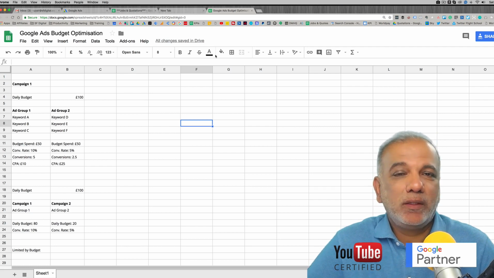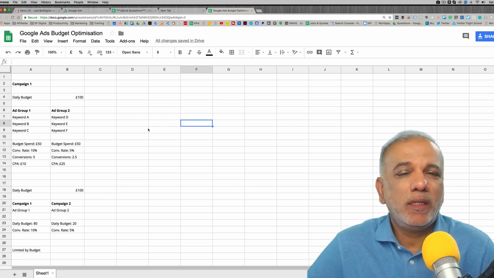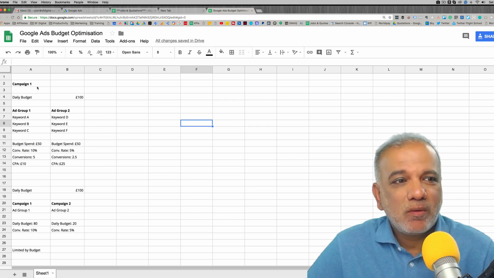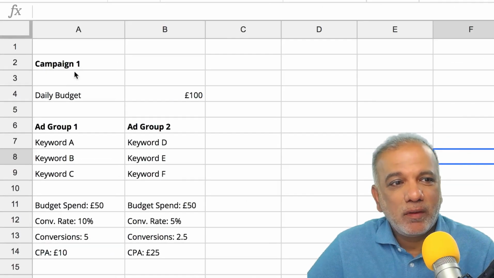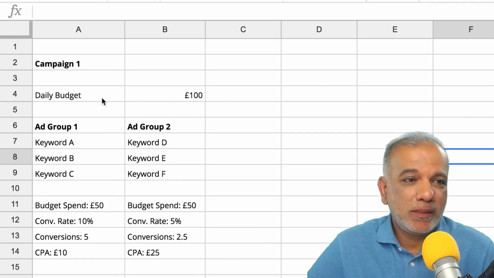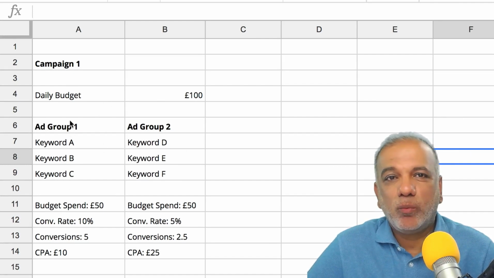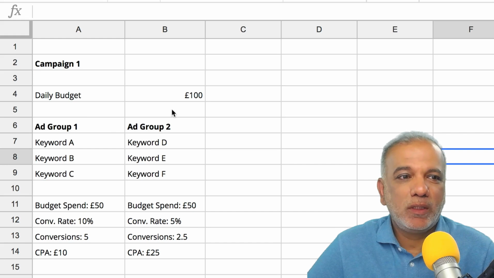So let's go back to our budget optimization. So what is that and how can we improve our ROI? Let's say we're running a campaign and we've got a daily budget of £100, right? Got two ad groups in it. Ad group 1 with a handful of keywords, ad group 2 with a handful of keywords.